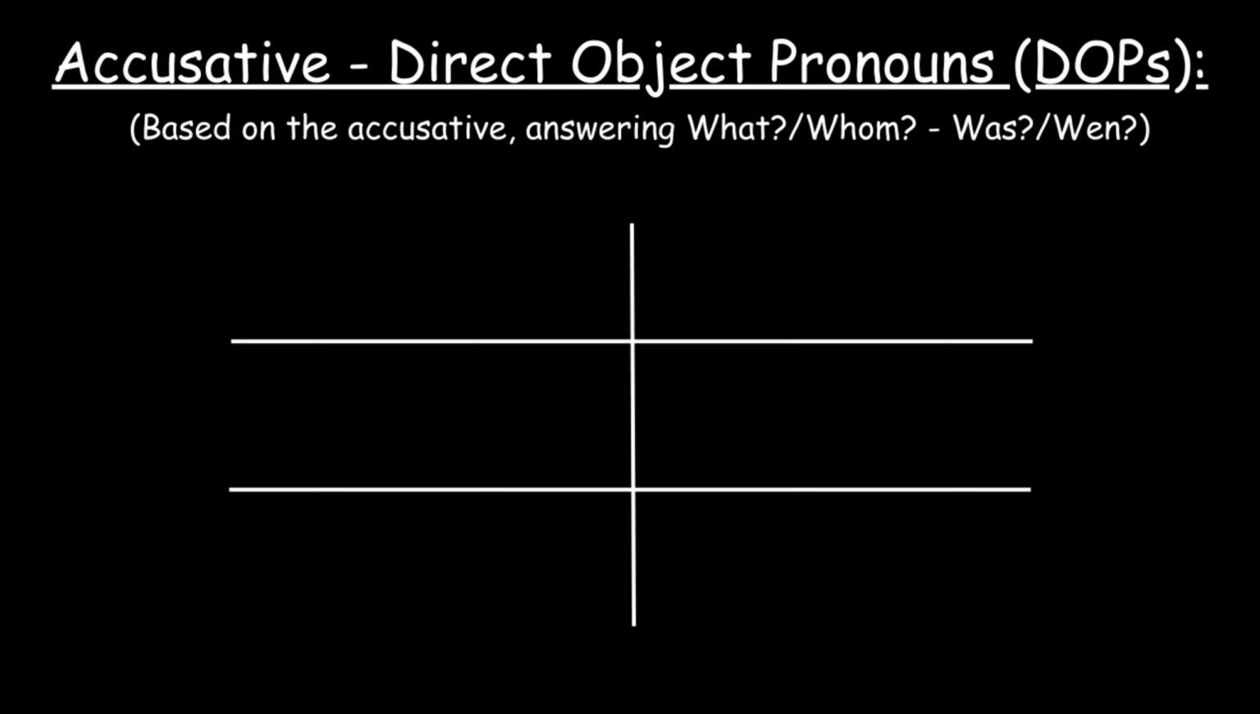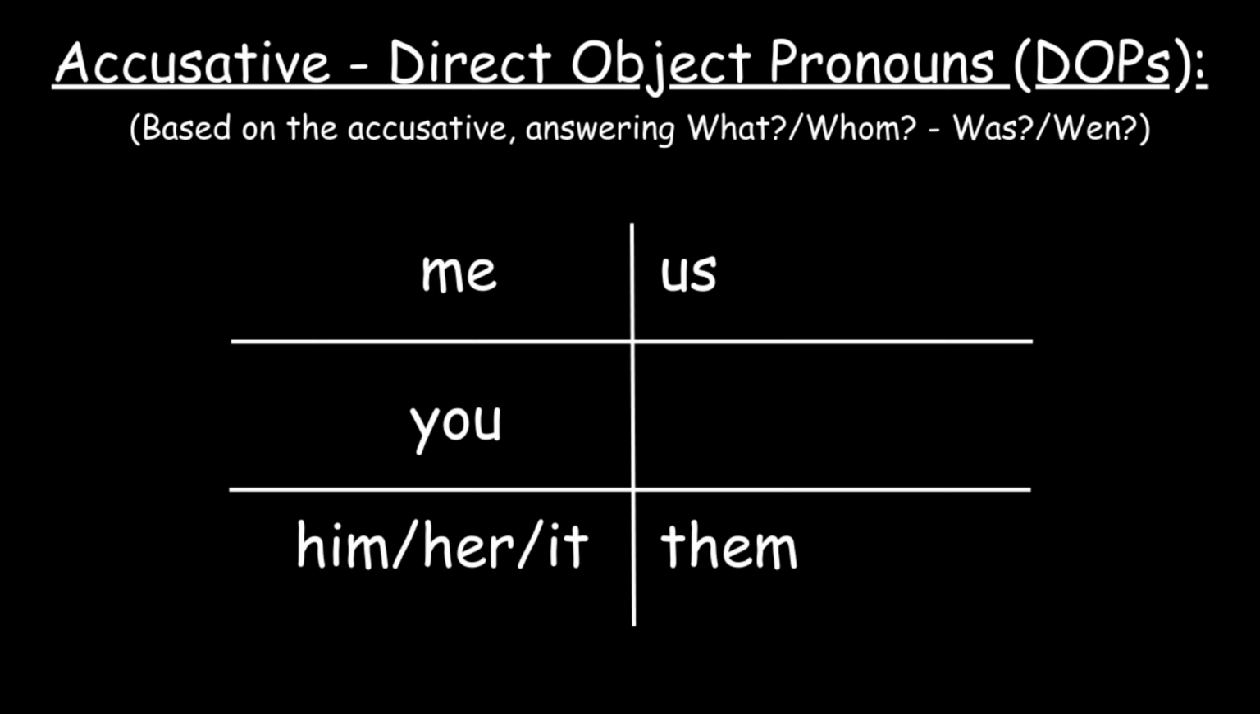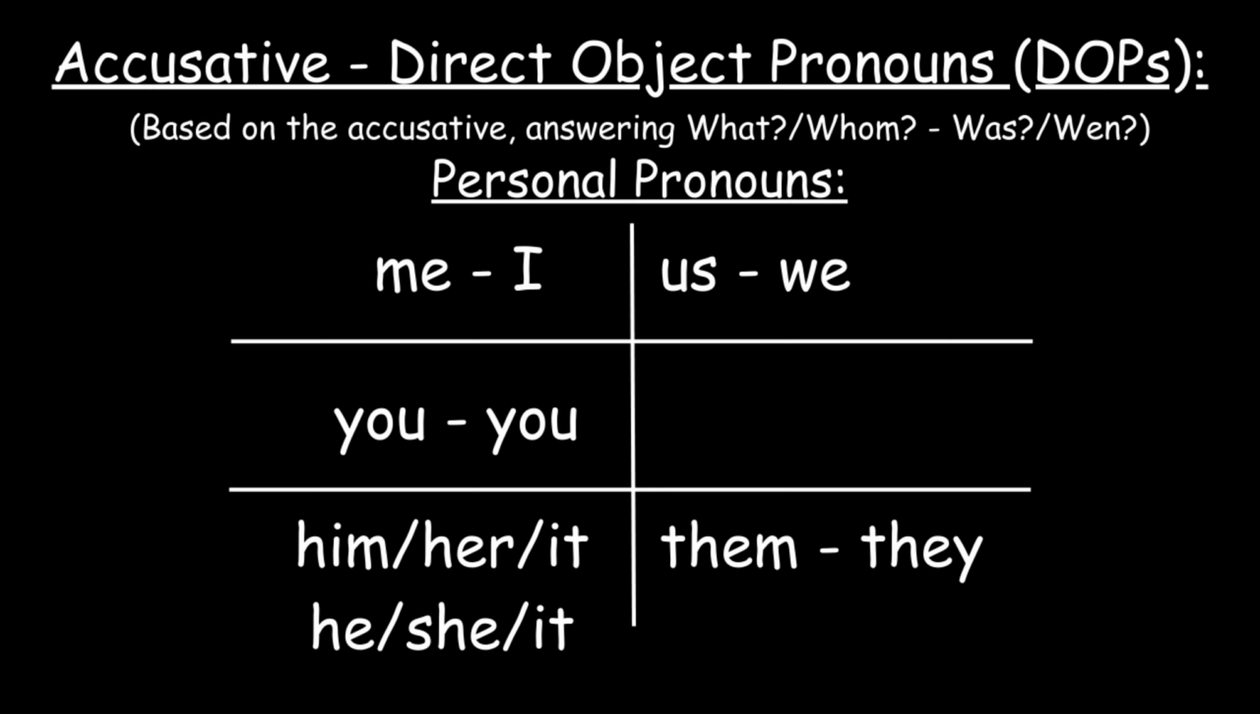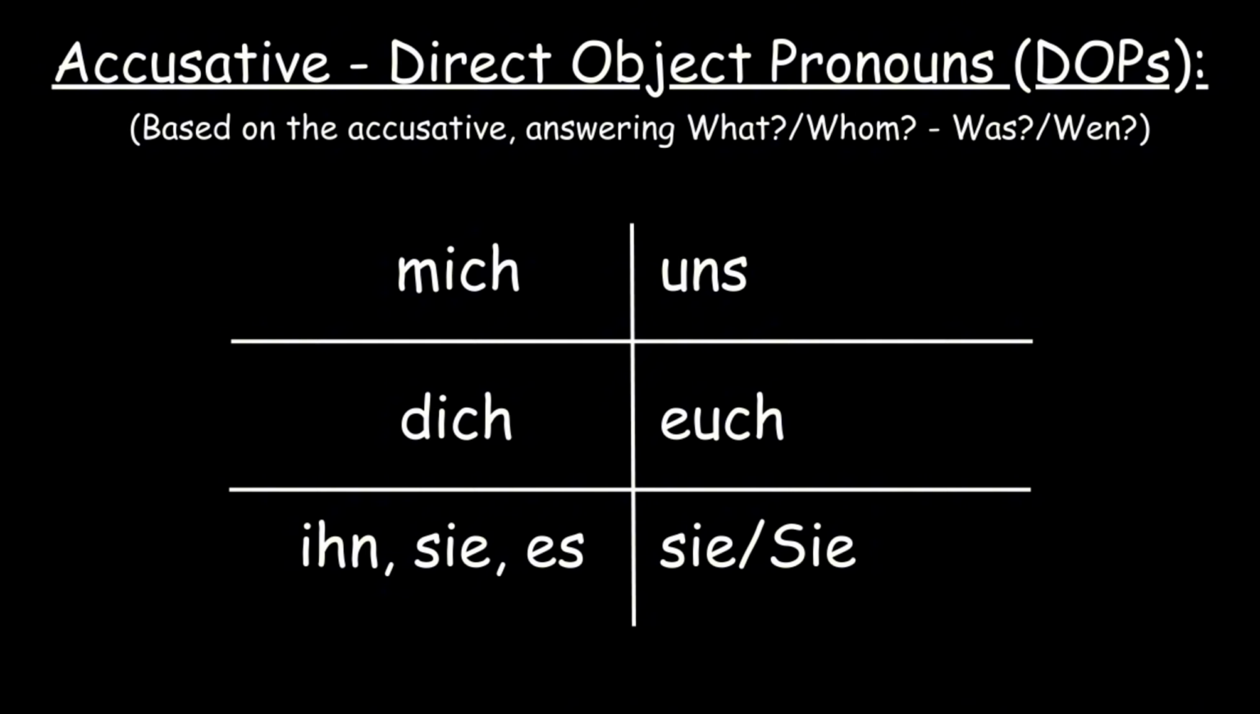Direct object pronouns in German are based on the accusative because they answer what and whom. As I mentioned, the English pronouns are me, you, him, her, it, us, and them. We can see that many pronouns change their form from their personal versions, while pronouns like you and it have not changed. In the German accusative, such similarities will be mich, dich, ihn, sie, es, uns, euch, sie.